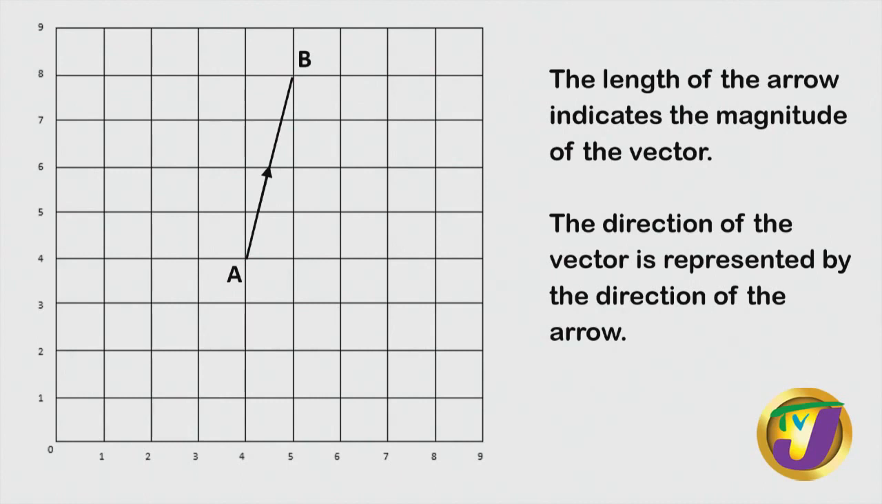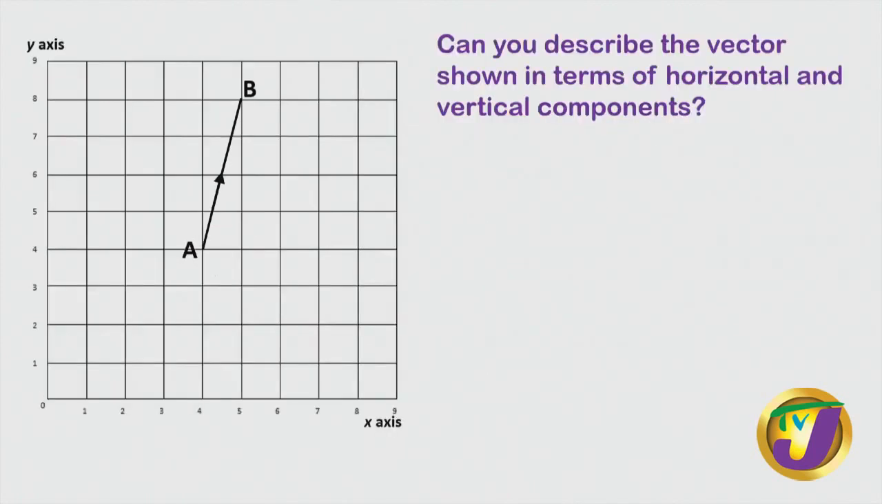I've been hearing this word magnitude. What if I don't know what magnitude is? When we talk about magnitude, we're talking about the length of the representation that we have there. And of course, the direction of the vector is represented by the direction of the arrow. So I could not look at this vector and call it vector BA, because when I look at the arrow, I see that it's not a movement from B to A, but rather it's a movement from A to B. So direction is so important.